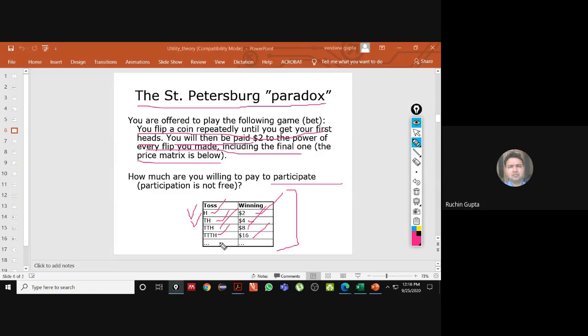Okay. So you need to flip the coin till the time you get the first head, and you get the money depending upon the number of flips you have according to this table. So the question is, if this is the game for you and you want to participate in this game, how much are you willing to pay to participate in such a game?